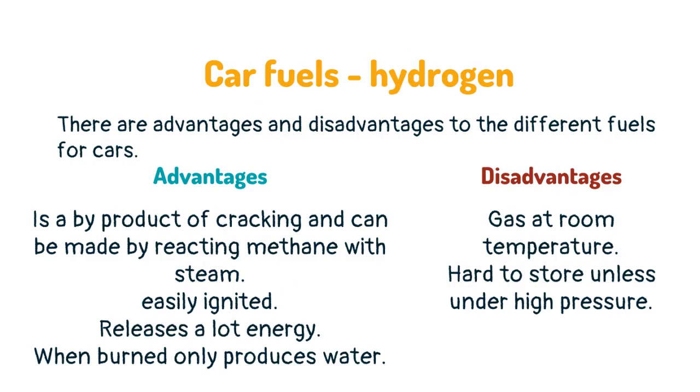The advantages of hydrogen are that it is a byproduct of cracking and can be made by reacting methane with steam. It is easily ignited and releases a lot of energy. When burned, it only produces water. The disadvantages of hydrogen are that it is a gas at room temperature and hard to store unless under high pressure.